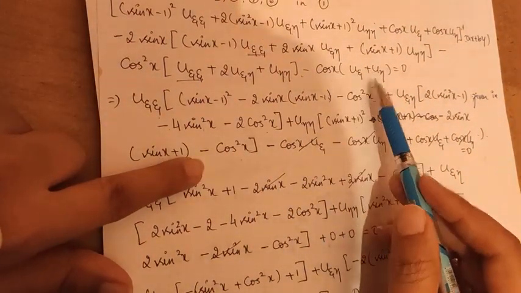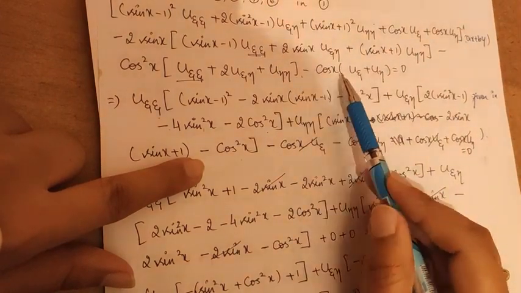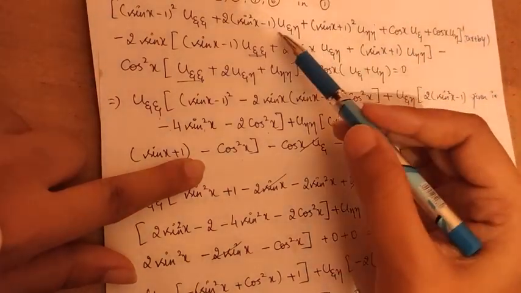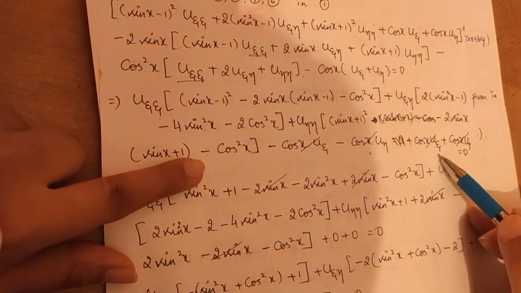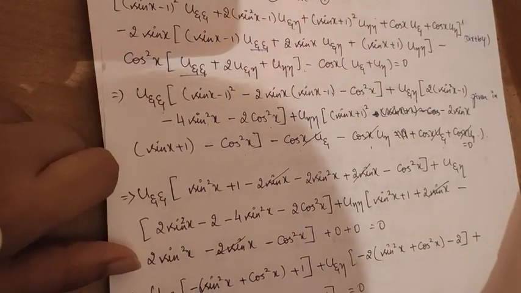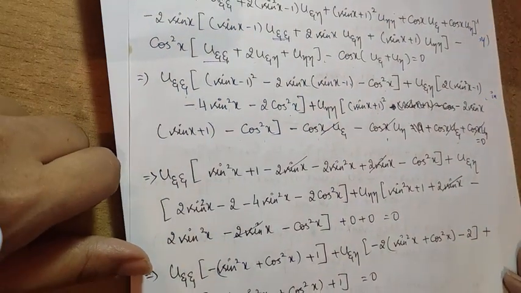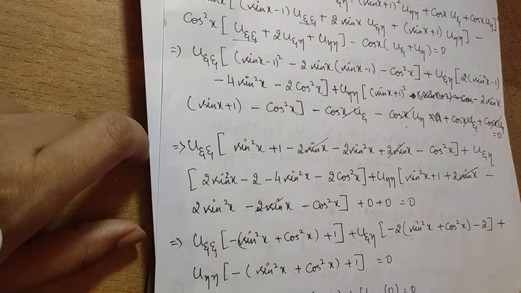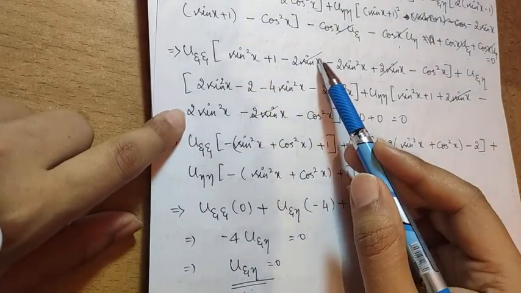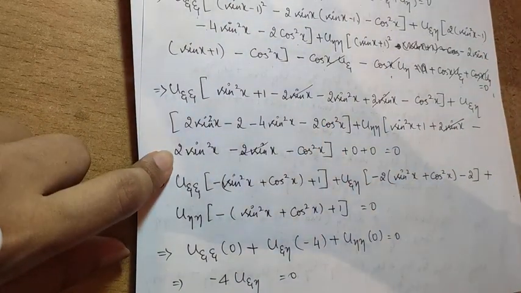So the remaining thing is cos x u xi minus cos x u xi minus cos x u eta plus cos x u xi plus cos x u eta is equal to 0. So I hope all of you are following. So now let's cancel the terms which are possible.